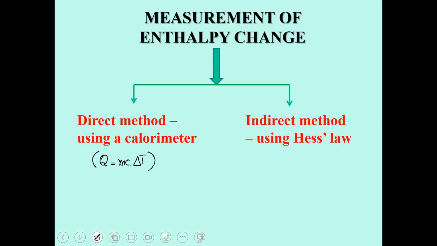There are two methods. One is called the direct method, which is a topic of paper 5. And second, the indirect method, very famous, Hess's law, for ionic compounds in A2. You have to copy that.